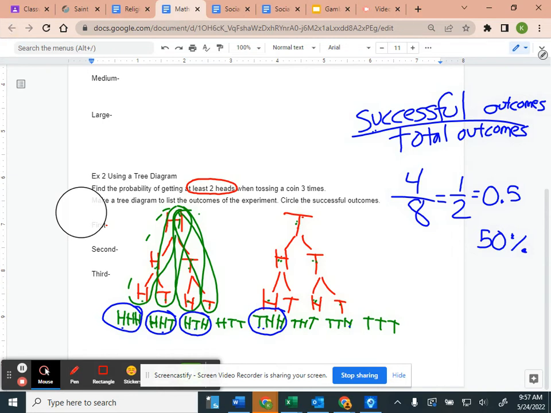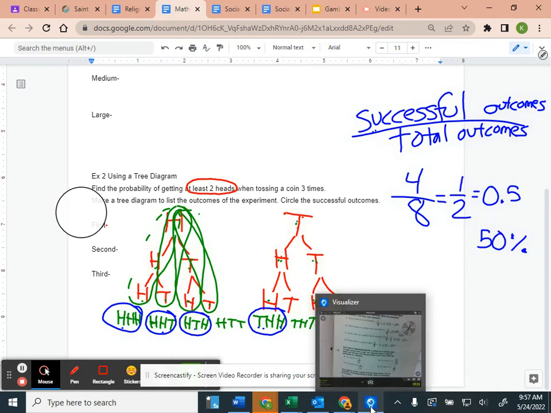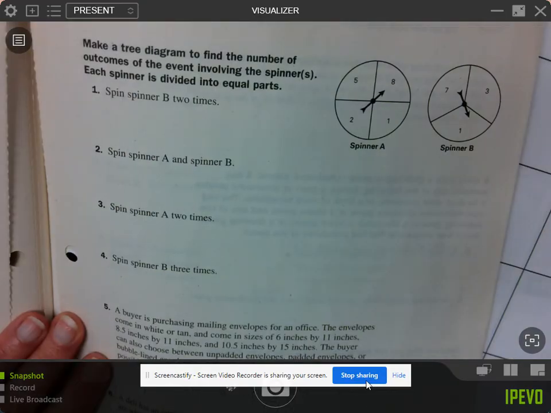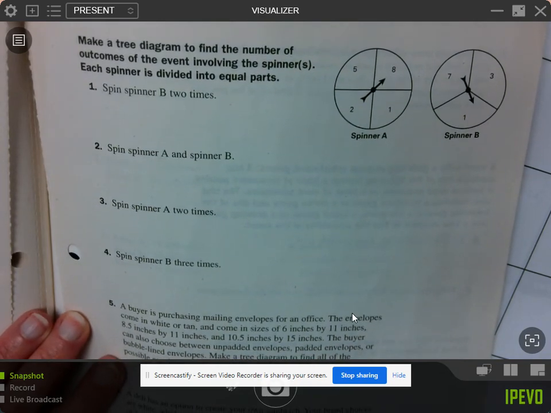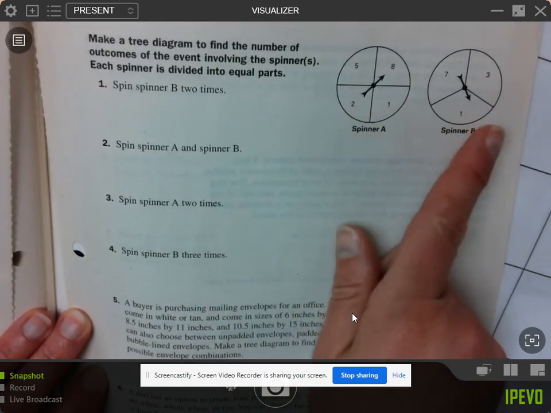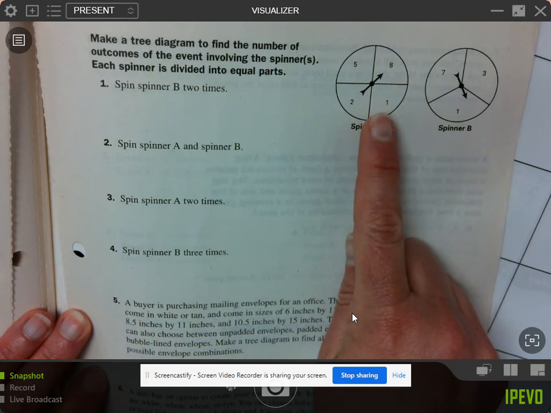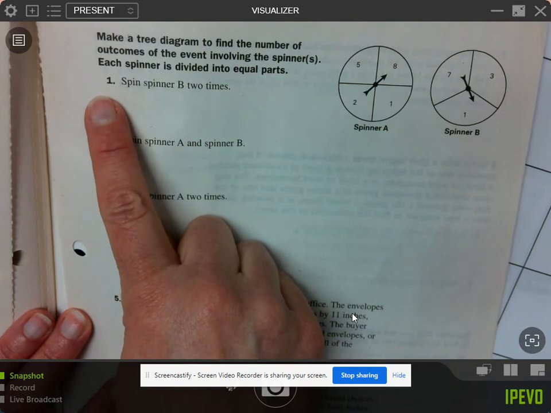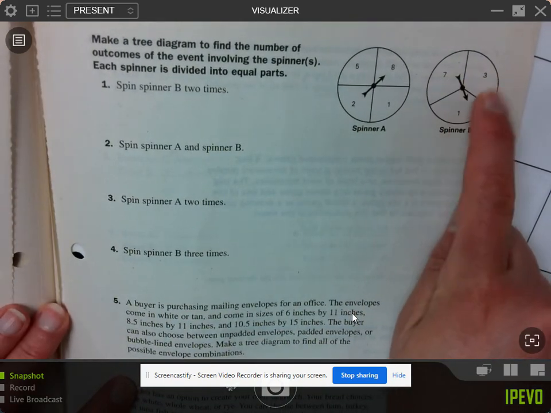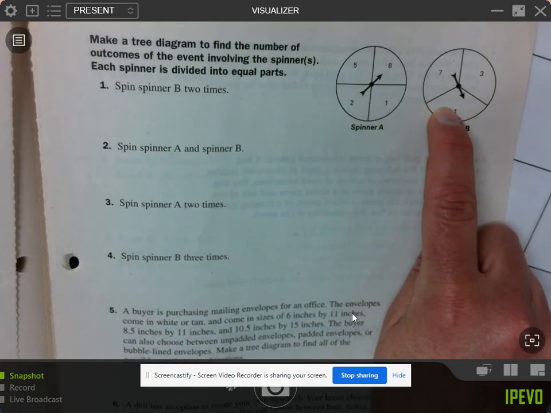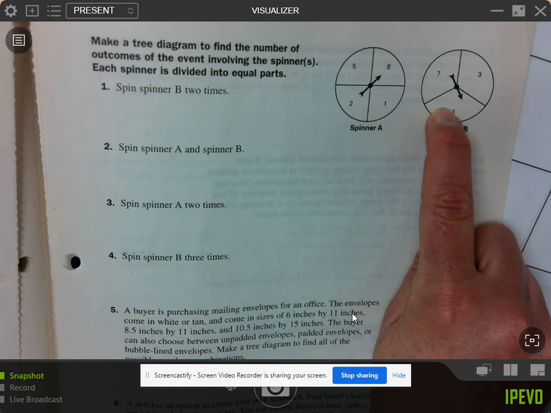So let's look at what we're going to do for our workbook page today. We are on page 171. So on page 171, it says make a tree diagram using these 2 spinners. So you're going to make that tree diagram. Each spinner is divided into equal parts. So number 1, you would spin this spinner B 2 times. What are your choices? So you want to spin 1, you want to spin 2. What would the outcomes be?